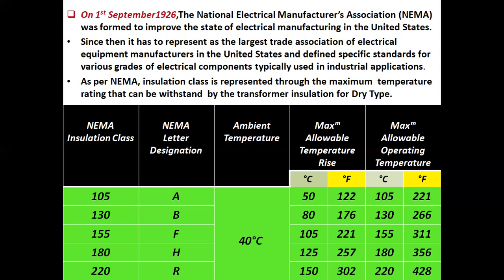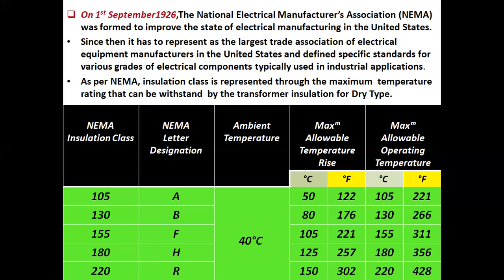130 insulation class, NEMA letter designation B. Ambient temperature 40 degrees centigrade. Maximum allowable temperature rise 80 degrees centigrade, or 176 degrees Fahrenheit. Maximum allowable operating temperature 130 degrees centigrade, 266 degrees Fahrenheit.